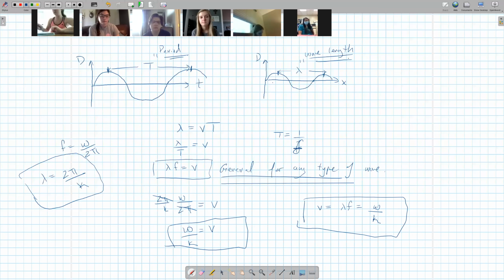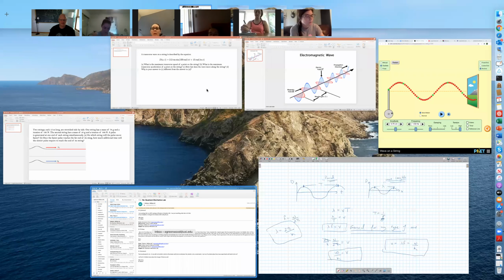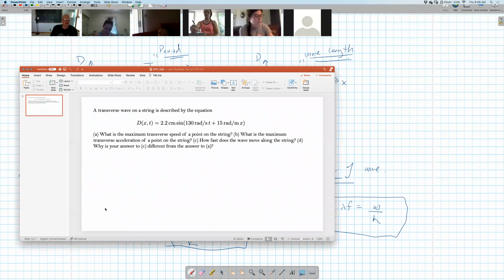So good. So let's do an example. My example says that we have a transverse wave on a string as described by the equation d of x of t is equal to 2.2 centimeters times sine of 130 radians per second times time plus 15 radians per meter times position. Here it wants to know what is the maximum transverse speed of a point on the string. That's talking about the harmonic oscillation. What is the maximum transverse acceleration of a point on the string? And then how fast does the wave move along the string?